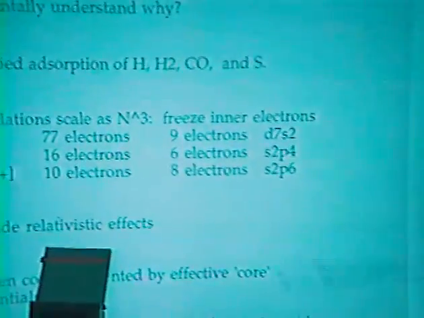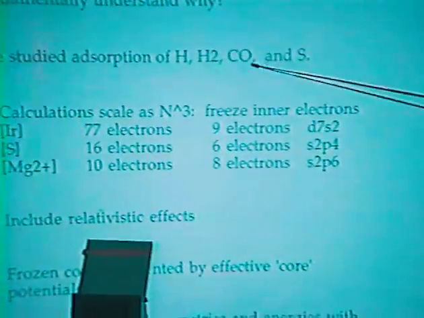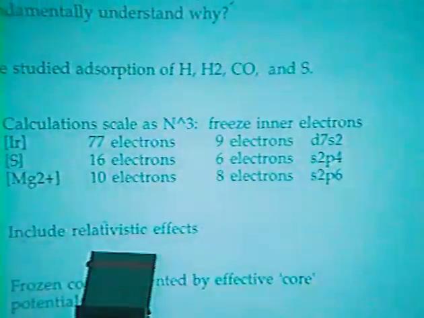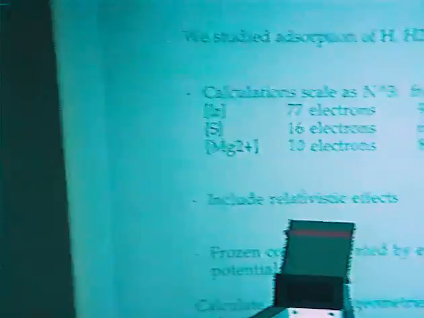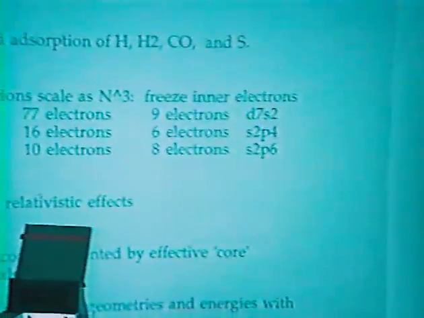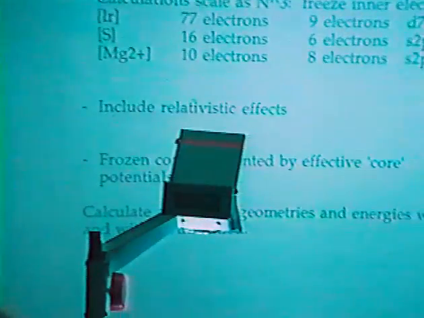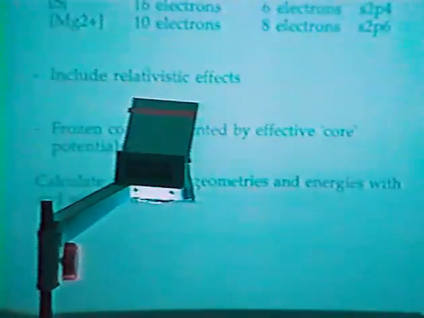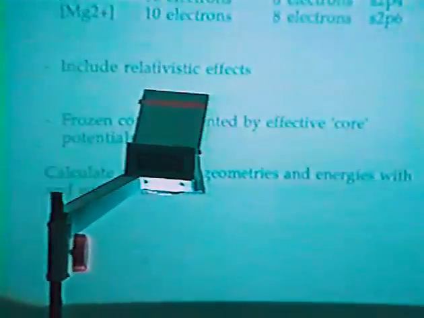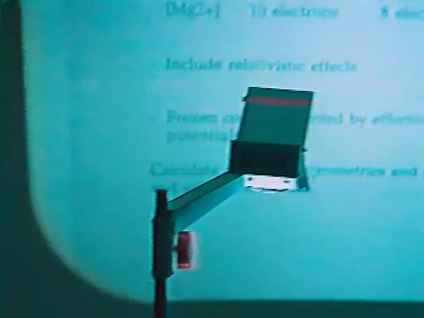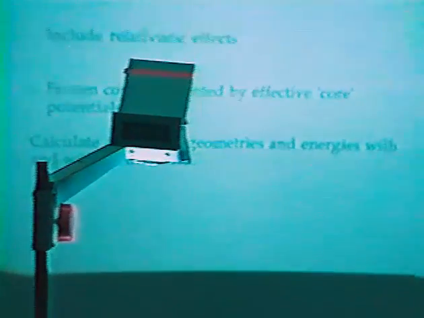It followed up on other studies, hydrogen, carbon monoxide, which are all important steps in carbon conversion reactions. But the last step was to study sulfur, because sulfur is infamous for poisoning a catalyst. So maybe if you understand the mechanism of absorbing to a catalyst, you might as well find something to do about it.